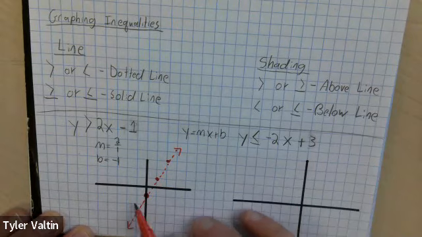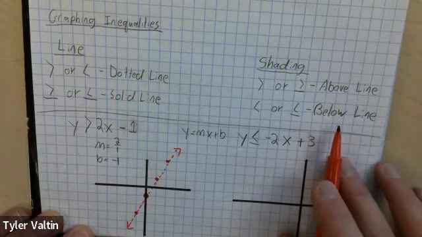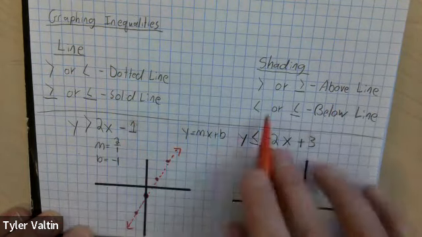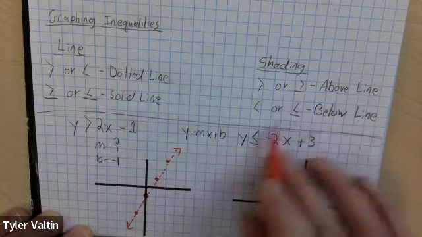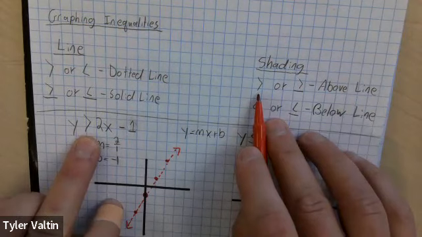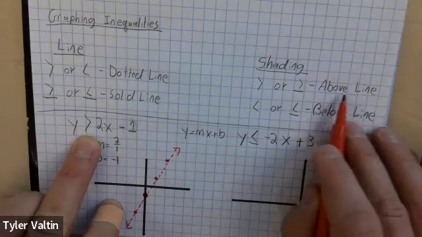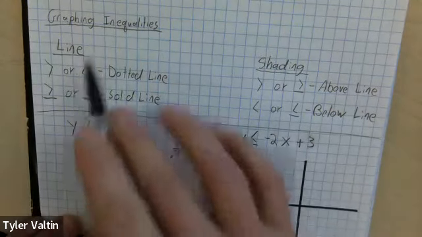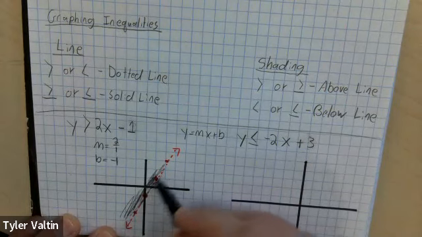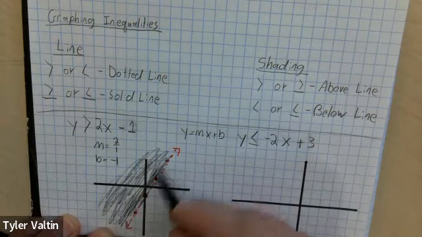So I'm actually going to start shading either above or below the line to show all of the solutions for this particular inequality. And as I say up here, I'm either going to shade above or below. But when I'm dealing with a greater than symbol, greater than or equal to, I'm going to shade above the line. So graphing inequalities has a lot to do with shading after we draw our line in y equals mx plus b form.